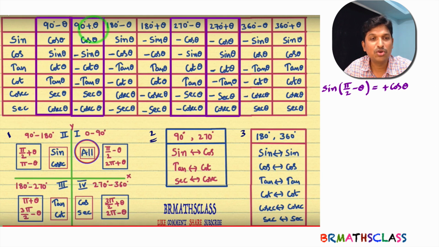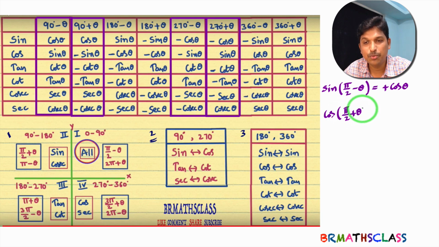Suppose you want to write cos pi by 2 plus theta. What is the main point here? First point, when pi by 2 is there, that means 90 degrees. When 90 degrees is there, cos changes to sine. You can look here. Cos changes to sine. So first thing, you write sine theta.